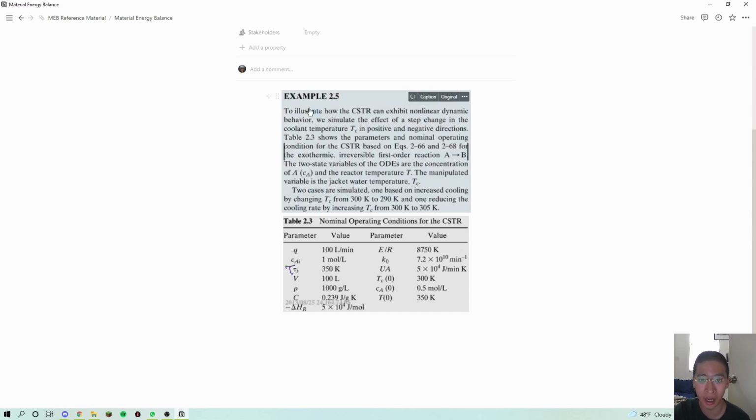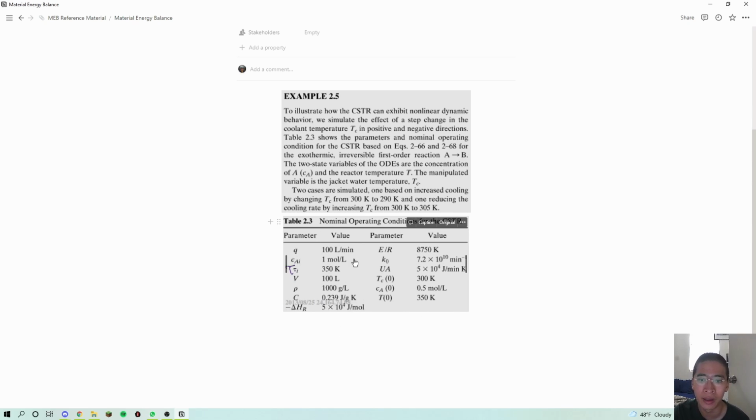And up top is our problem statement, and it's saying we have a CSTR, continuous stirred reactor, that can exhibit nonlinear dynamic behavior. We simulate a step change in coolant temperature in the positive and negative direction. So what that's telling us is that we're going to be using some differential equations to simulate our reactor, okay? And down here in the table is all of our different initial conditions, okay?